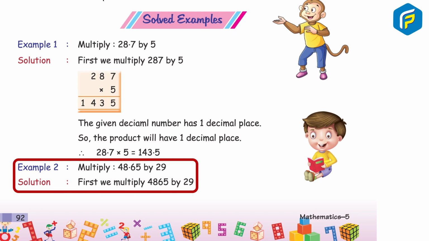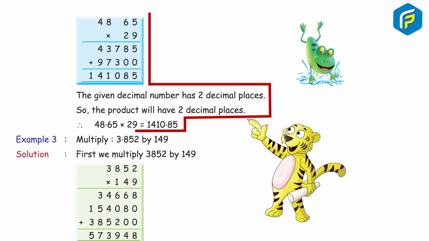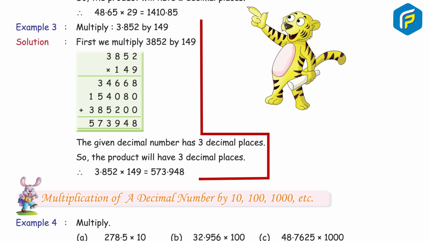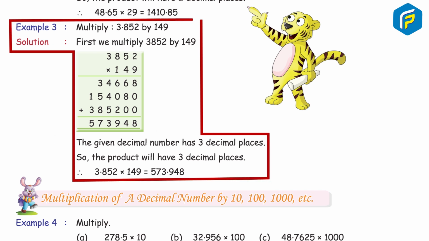Example 2. Multiply 48.65 by 29. Solution. First we multiply 4865 by 29. The given decimal number has two decimal places, so the product will have two decimal places. 48.65 into 29 is equals to 1410.85.